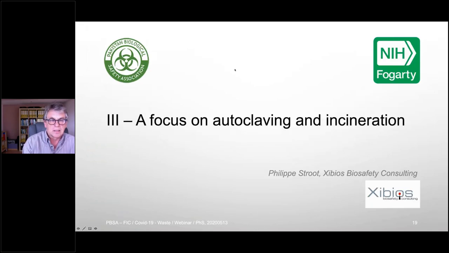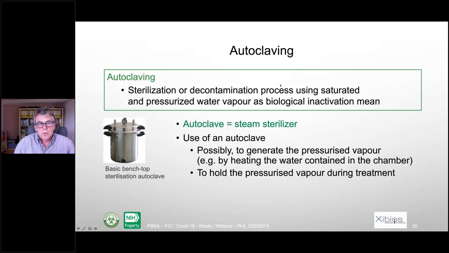So actually, autoclaving is the sterilization or decontamination. It's a process that uses saturated and pressurized water vapor as a biological inactivation means. So it seems to be very simple. And an autoclave is also called a steam sterilizer.